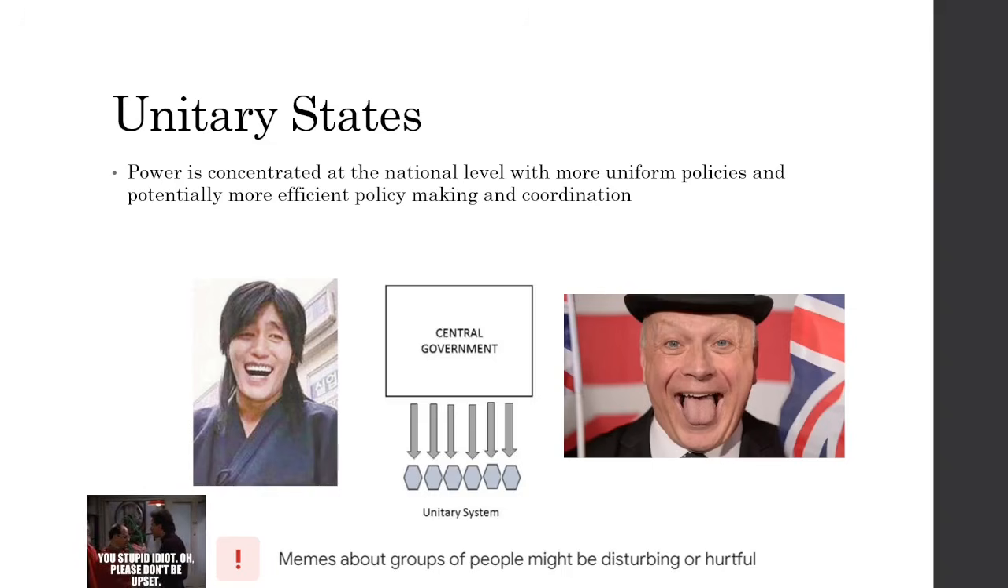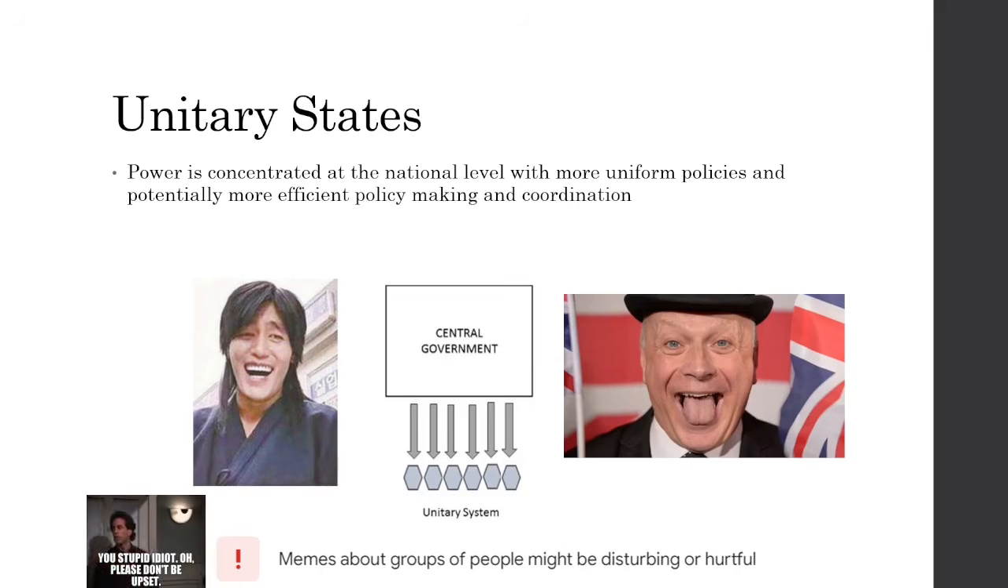Okay, so we're going to move on to unitary states now. We're going to talk about two different types of states. So unitary states are our first one. This is where power is centralized at the national level, which is also known as the federal level. And they have more uniform policies across the country.